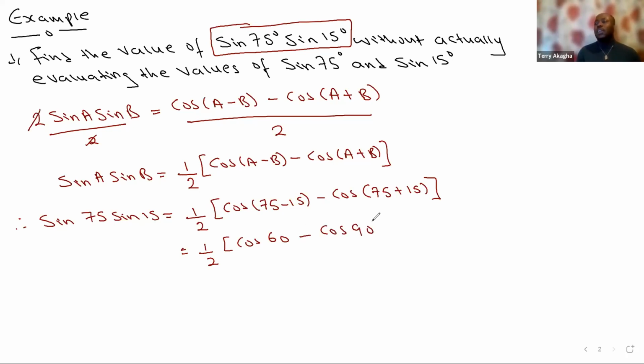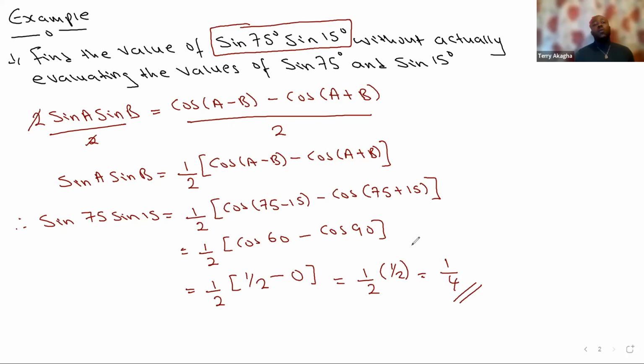So you can see that these are now special angles, all right? Now, as you know, cos 60 is 1/2, and cos 90 is 0. So this is going to give you 1/2 times 1/2, which gives 1/4. So that means the answer for this is going to be 1/4.